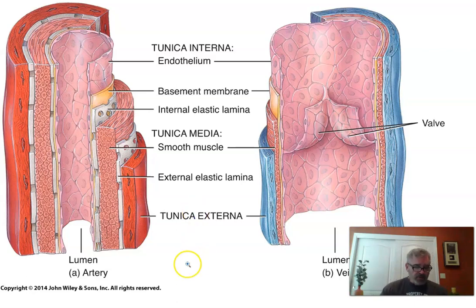Letter B in your outline on number 3 states that larger blood vessels, since there's a lot of smooth muscle tissue, need a blood supply to stay alive and healthy.